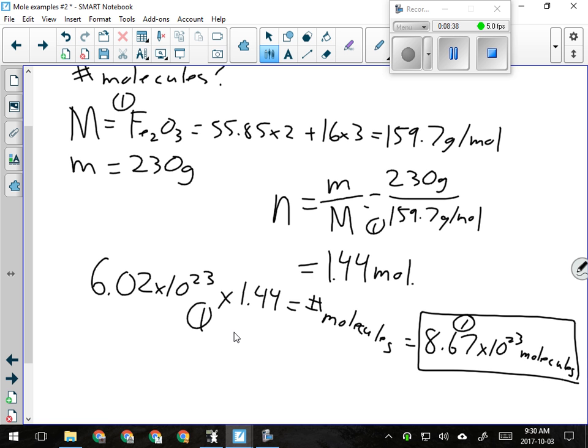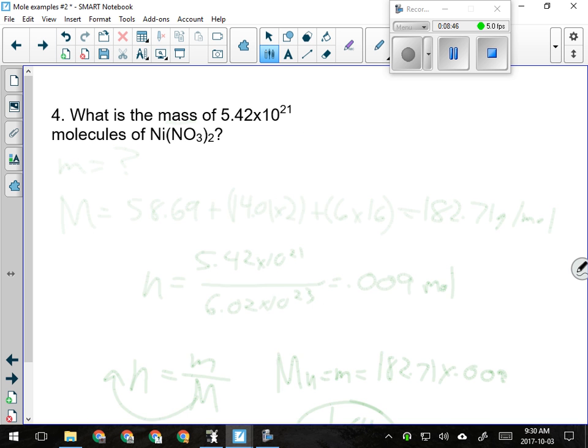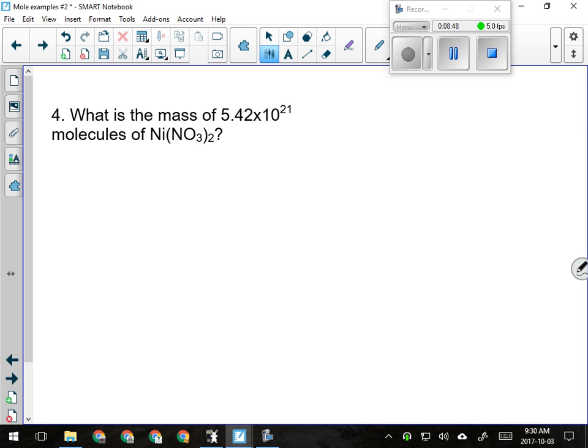How many people have done question 4? Let's just go over number 4 for the sake of going over it right now. In question number 4, they give me the number of molecules. So I'm given the number of molecules, but I'm being asked to find the mass. So mass is our question mark here.